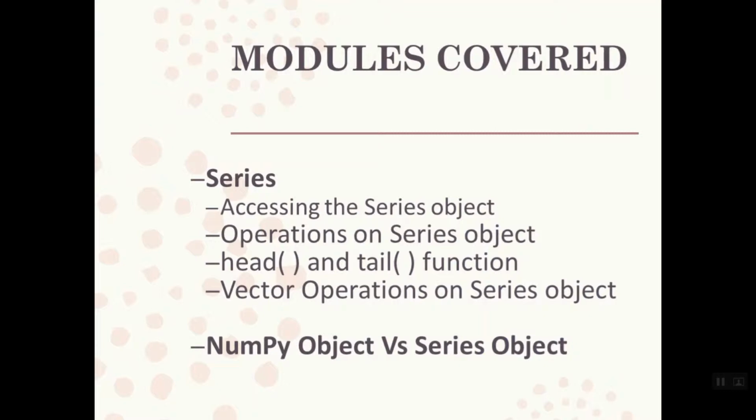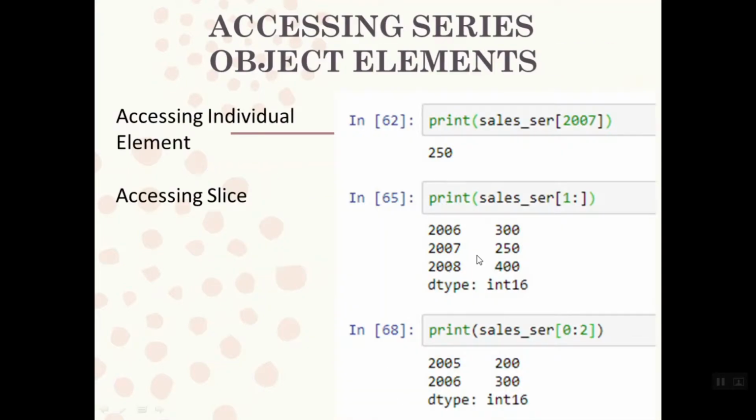Now, how to access the series object elements? We can access the series object element in two ways: one as an individual element and the other as a slice. For accessing the individual element of a series, we need to mention the index. In print, the series name and the index value. The value pertaining to that specific index will be displayed.